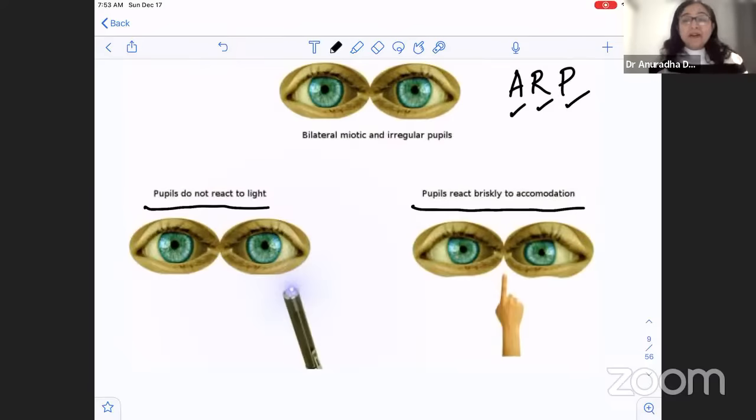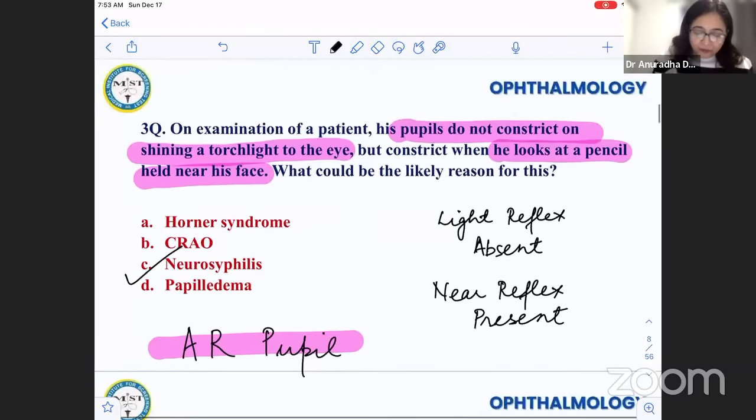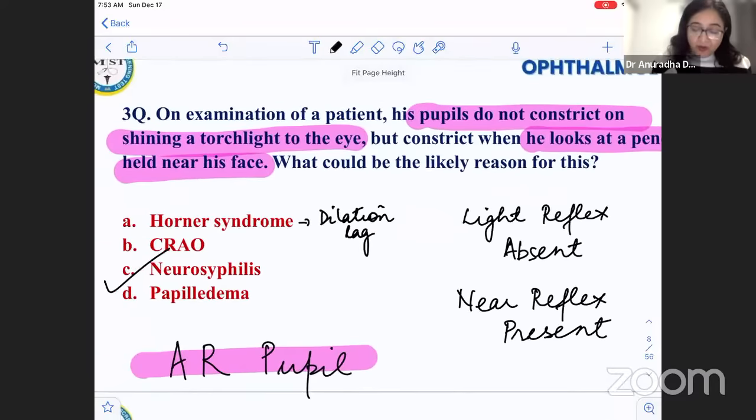Another common reason for AR pupil is that it can even be seen in diabetic patients. Now coming to the other choices. In Horner syndrome, what happens? There is a dilation lag because it is the sympathetic system which is affected. So in Horner syndrome, you will see a dilation lag.